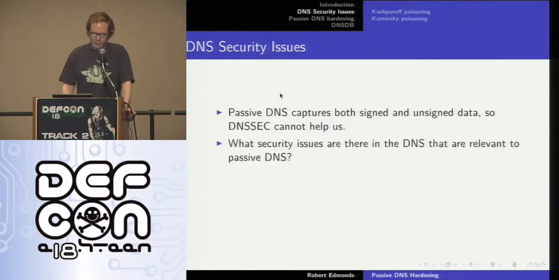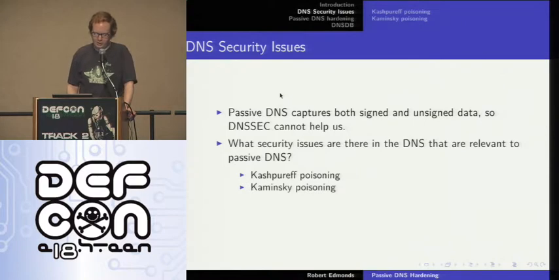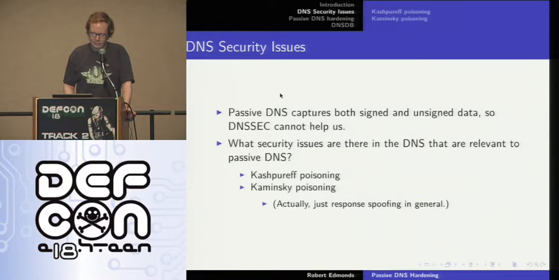So what DNS security issues are most important to passive DNS? We have Kashpureff poisoning, which is an old, easily defeated type of DNS cache poisoning from the 90s. And we also have Kaminsky poisoning, which is a particular type of DNS cache poisoning that makes use of spoofed response packets. Actually, spoofed responses in general are very harmful to passive DNS data collection.